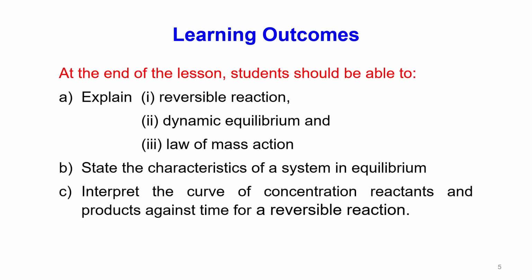Okay, so these are the learning outcomes for 6.1. At the end of this lesson, you should be able to explain the reversible reaction, tindak balas berbalik, then dynamic equilibrium and law of mass action, hukum tindakan jisim. And these are learning outcomes number 2. We are going to state the characteristic of a system in equilibrium. Then we are going to interpret the curve of concentration of reactants and products against time for a reversible reaction.